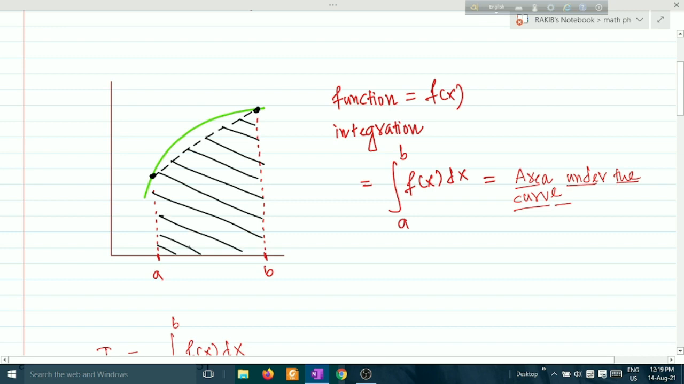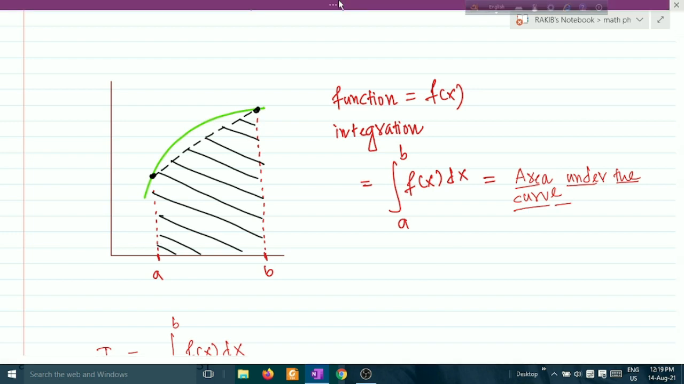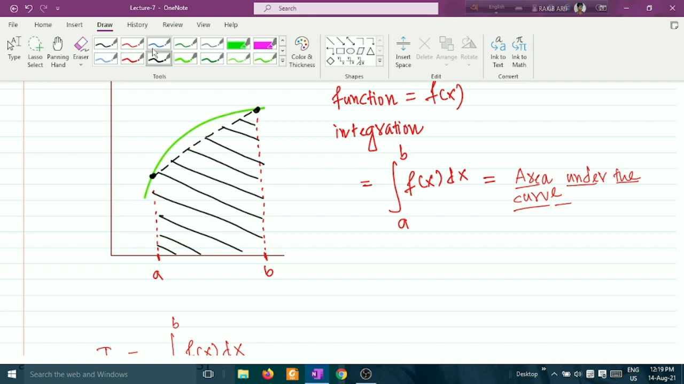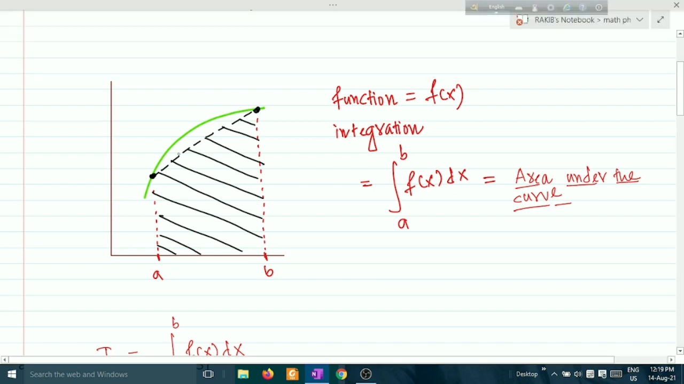This is the trapezoid. This is the area. So in case of the trapezoidal rule, you are missing this area. That means the trapezoidal rule is approximate. It is close to the original integration, close to the real value, but not the real value of this integration. This is the ultimate thing of the trapezoidal rule.